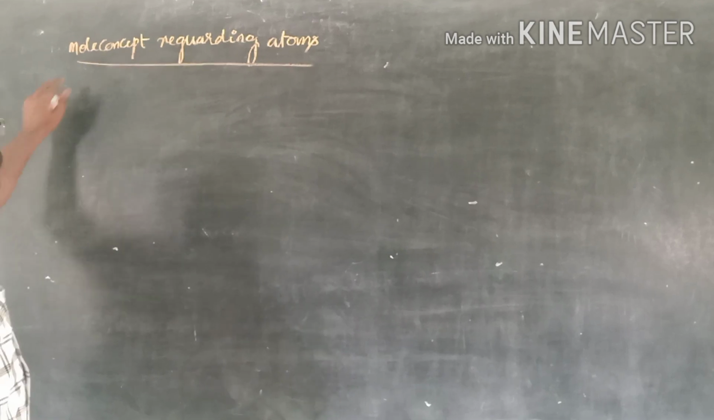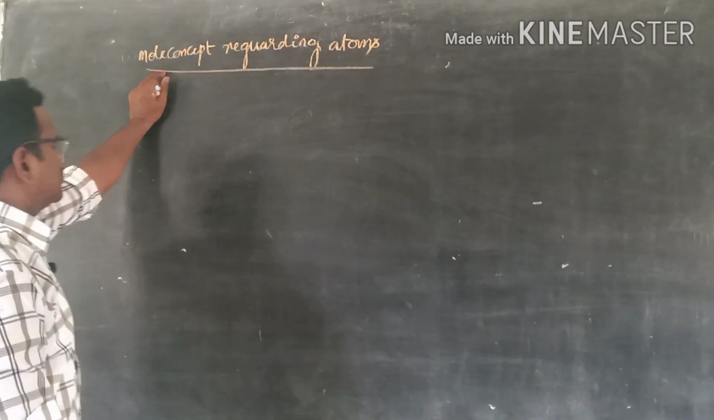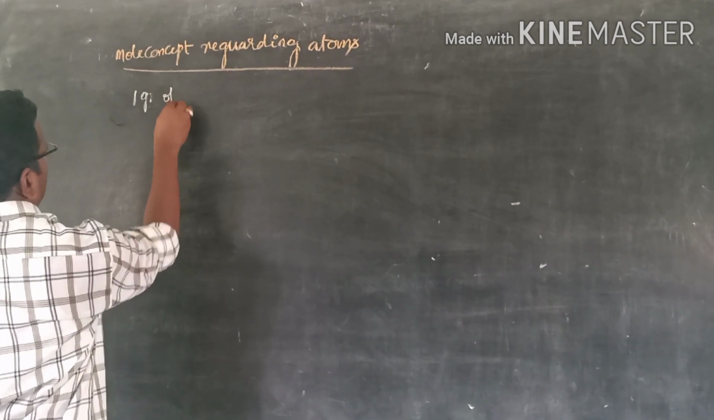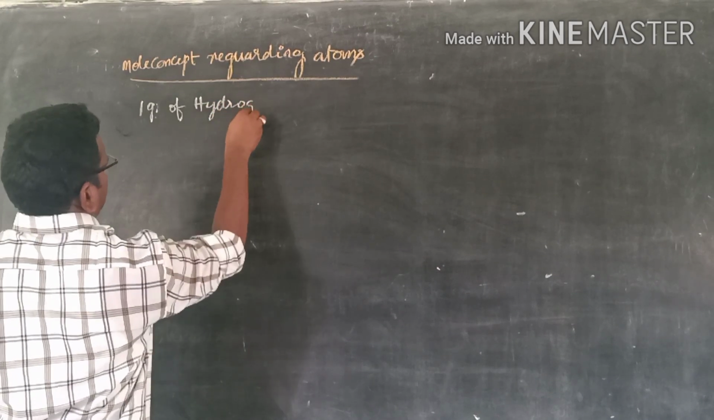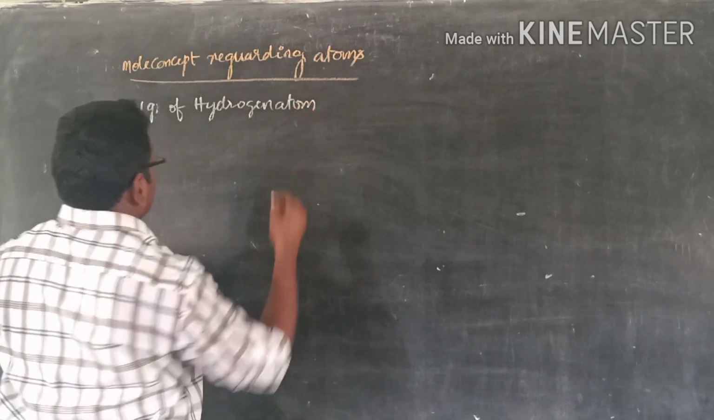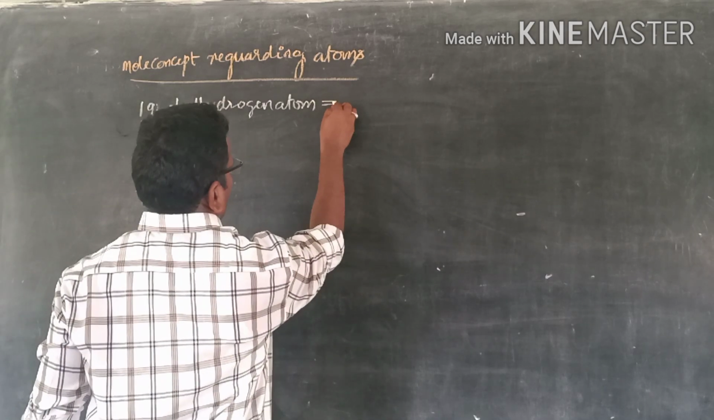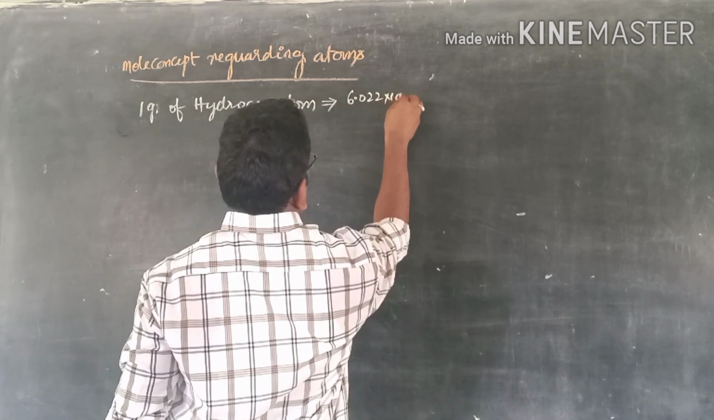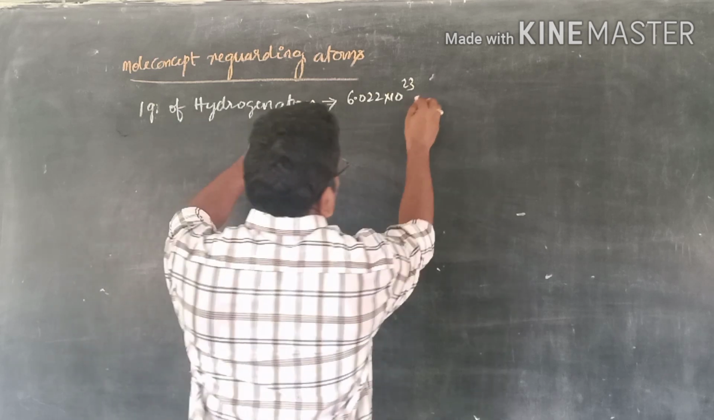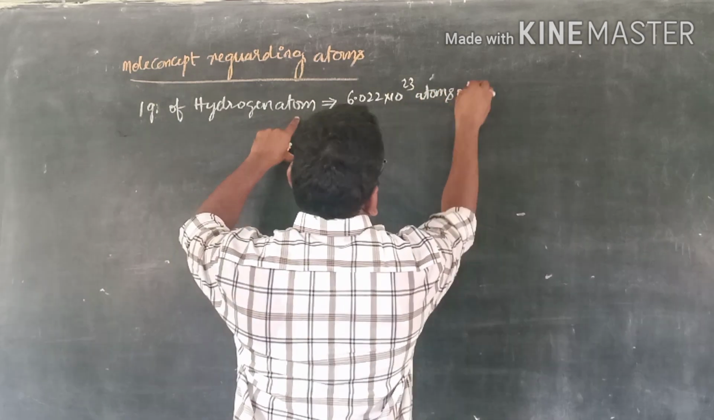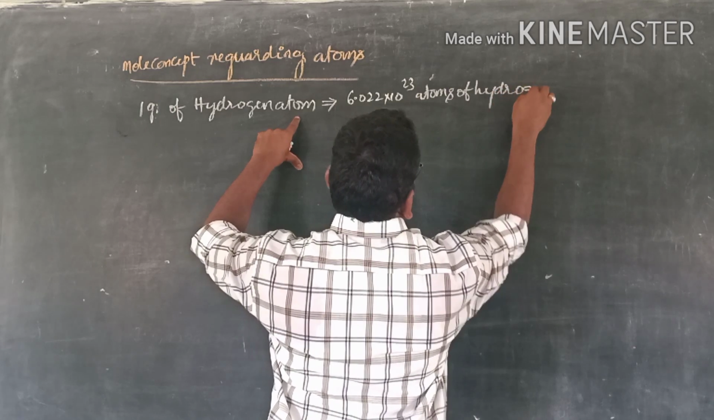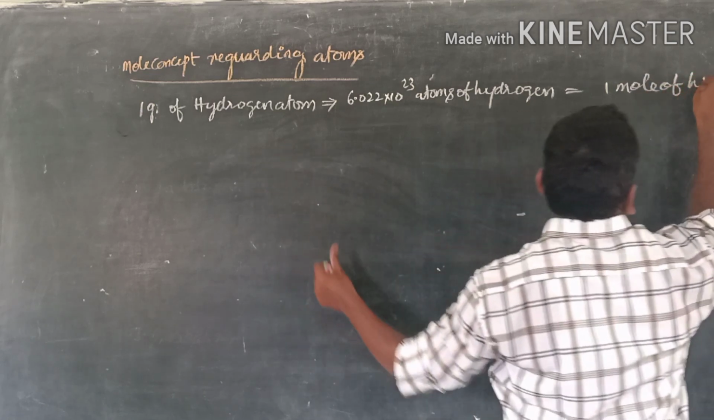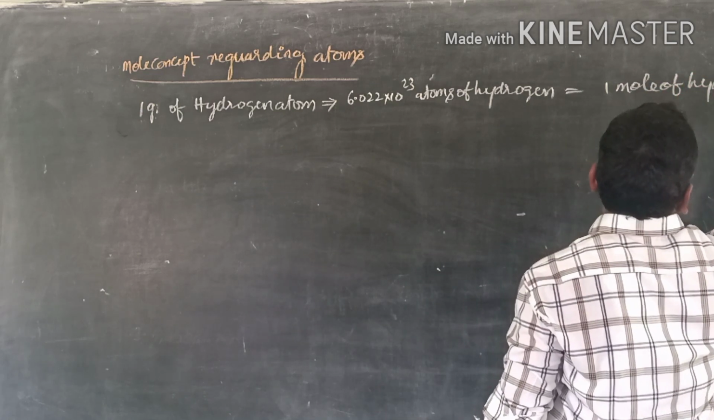Now let us discuss mole concept regarding the atoms. For example, I am considering 1 gram of hydrogen atom. Why 1 gram? Because the atomic weight of hydrogen is 1. So 1 gram of hydrogen atom contains 6.022 into 10 power 23 atoms of hydrogen. This is nothing but 1 mole of hydrogen atom.